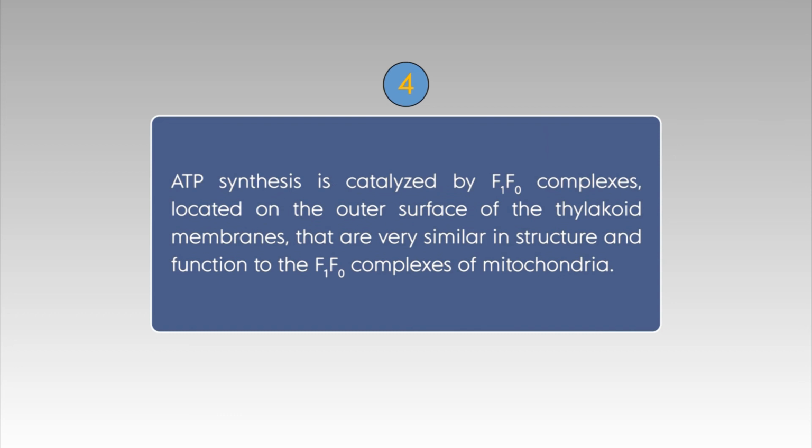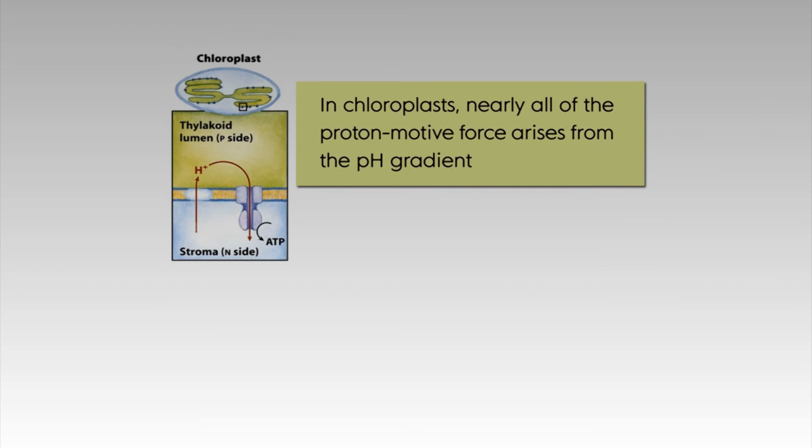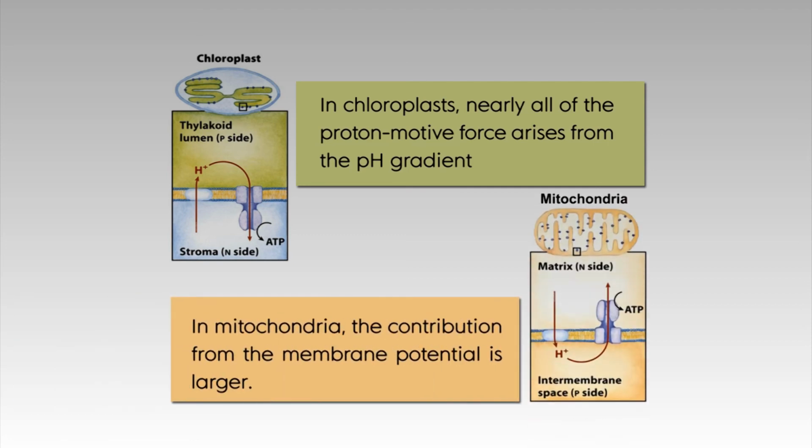Number 4. ATP synthesis is catalyzed by F1-F0 complexes located on the outer surface of the thylakoid membranes that are very similar in structure and function to the F1-F0 complexes of mitochondria. However, in chloroplasts, nearly all of the proton motive force arises from the pH gradient, whereas in mitochondria, the contribution from the membrane potential is larger.